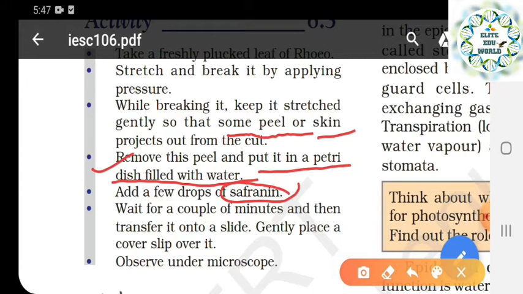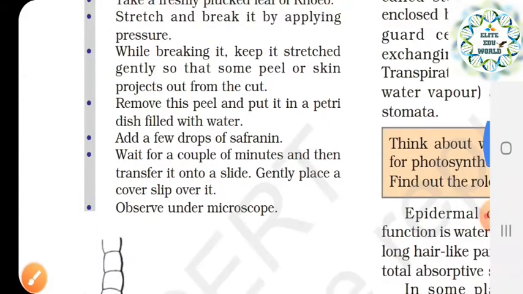Then this material, whatever peels we have taken from the leaf, we will transfer onto the slide, because we have to see it under the microscope, right? Because there are very tiny cells, very small structures, so we have to see them under the microscope, and gently place a cover slip on it, as we have seen already before. The cover slip is there just to protect the material we are using. And then finally we have to observe under the microscope.